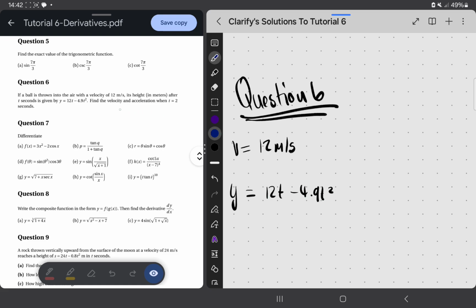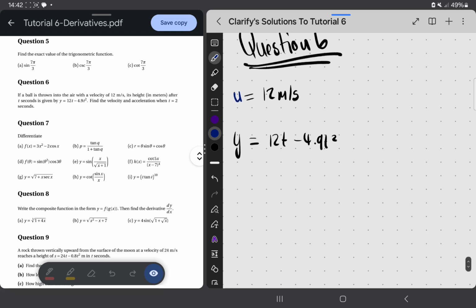Then they said, find the velocity and acceleration. So if a ball is thrown into the air with, so this is the initial velocity, the u. Now they said here, so this is the initial velocity, 12 meters per second. And here they're saying its height after t seconds is this. Find the velocity and acceleration when t is equal to 2 seconds. So anyway, let's find that.